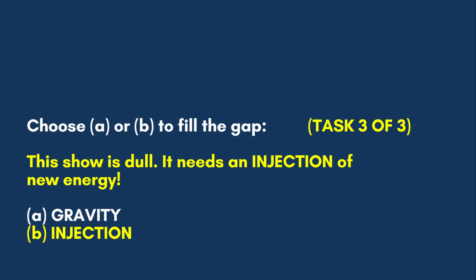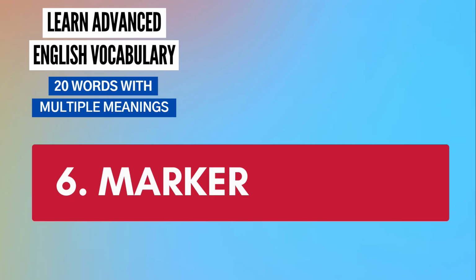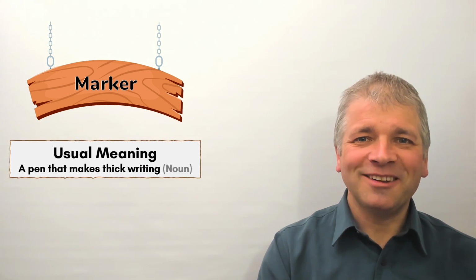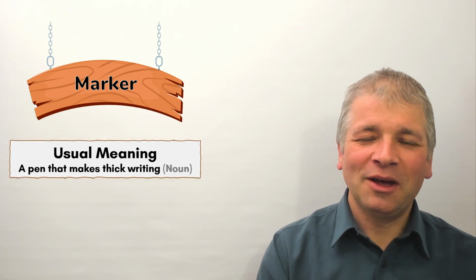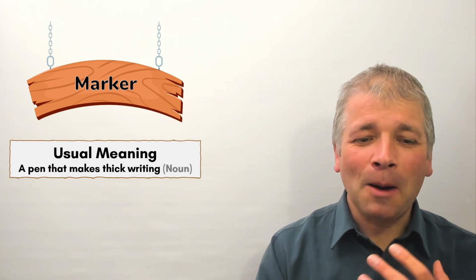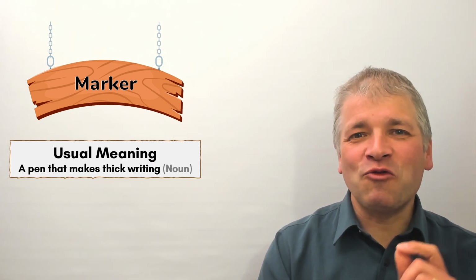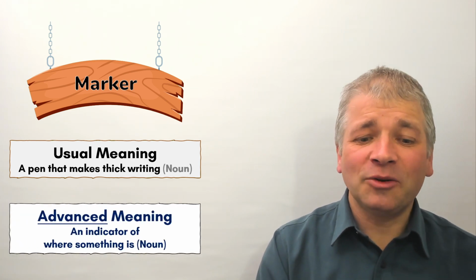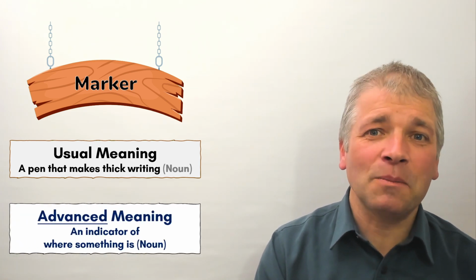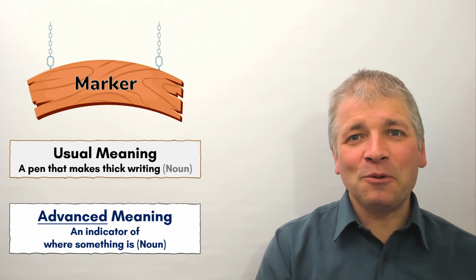Now let's learn words 6 to 10. Word 6 is marker. Marker is that thing that a teacher holds that they write on the board with. I've used it a lot in my career. A pen that makes thick writing. But we can also use marker to mean an indicator of where something is. The examples will help here.